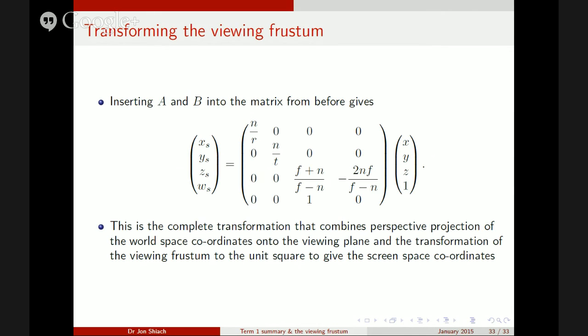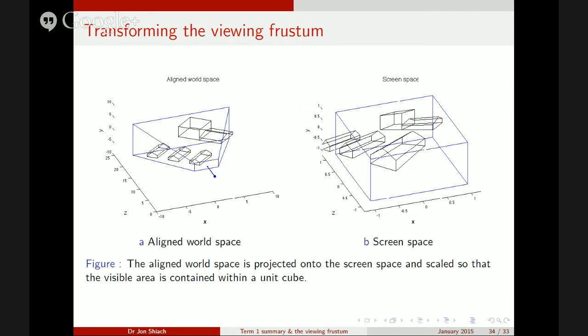That's the matrix. This is part of what you're going to have to do for assignment 7. You're going to have to calculate what that matrix is for a given viewing frustum and then apply it. So that's a complete transformation. It combines the perspective projection with the scaling of the viewing frustum. So you should end up with a unit cube. I can show you that a little bit better with the actual ones.